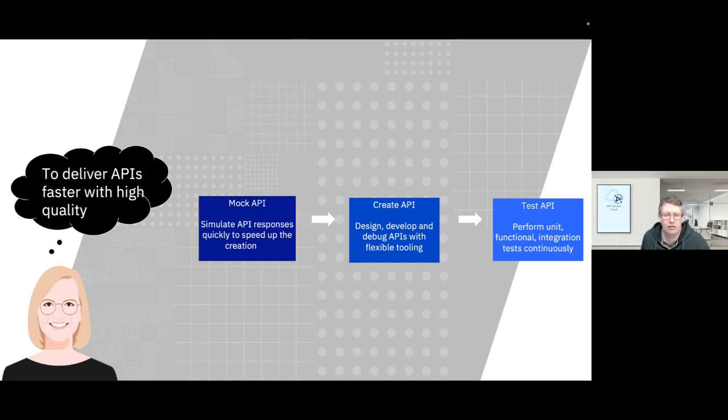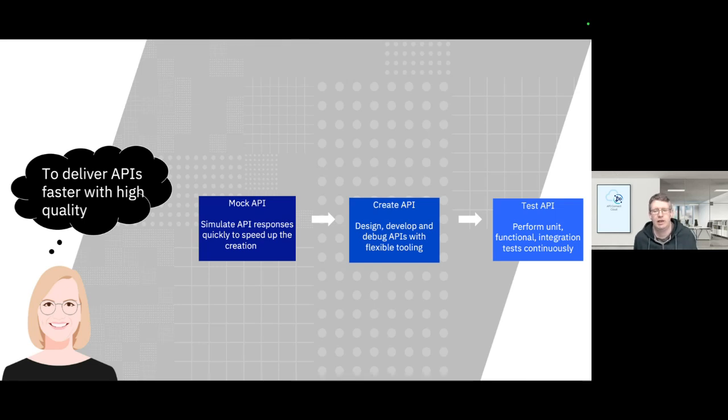So we may start off in the development process with mocking an API, so simulating the API responses to help speed up some of the creation. Someone may be building a client or an application and need to have access to the data. So we might start off by building that API as a mock rather than going into the full definition of the application and the implementation.